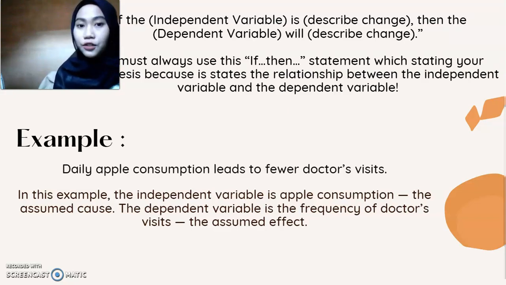You must always use this "if blank blank blank, then blank blank blank" statement, which states your hypothesis, because it states the relationship between the independent variable and the dependent variable. For example, daily apple consumption leads to fewer doctor's visits. In this example, the independent variable is apple consumption, the assumed cause. The dependent variable is the frequency of doctor's visits, the assumed effect.